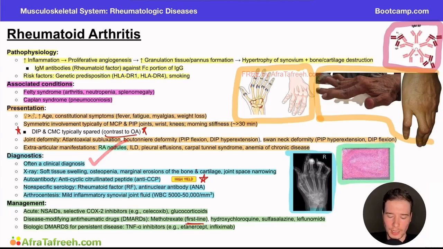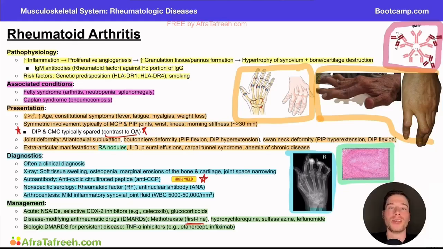Typically, this is a clinical diagnosis, but there's a variety of different things that we can see on imaging as well as in serology to work up these patients. We can also consider arthrocentesis as well, which again is going to be mildly inflammatory. When we think about management here, it's really about controlling the patient's symptoms and decreasing the likelihood of disease progression.